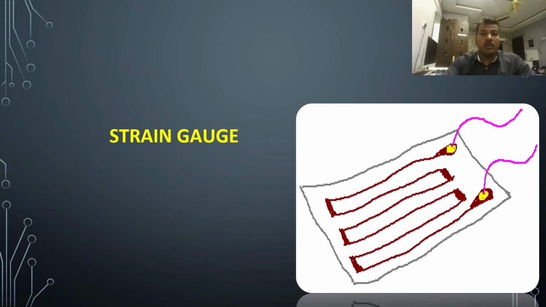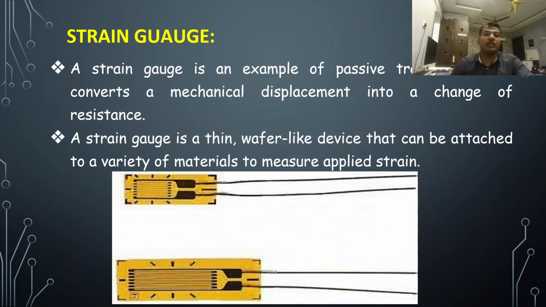So welcome, all, and in this video we are going to see about the strain gauge. In the last video we started with the variable resistance transducer, and under this variable resistance transducer the first application we saw is the potentiometer. As a series, in this video we are going to see about the strain gauge.